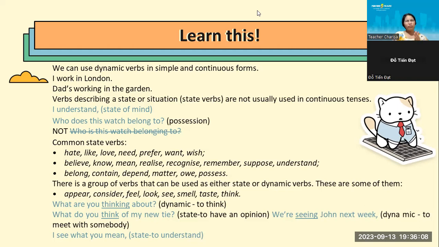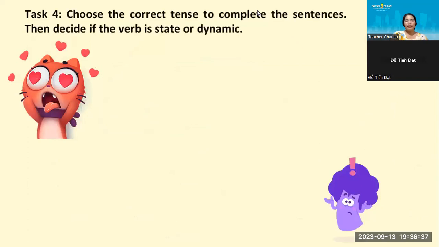So when we say, "What do you think of my new tie?" you're asked for an opinion, right? When you ask an opinion, that's a state. That's only present. Okay? "We're seeing John next week." Dynamic, to meet with somebody. "I see what you mean." State, to understand. So the meaning is how you or we understand. Okay? So please don't forget that.